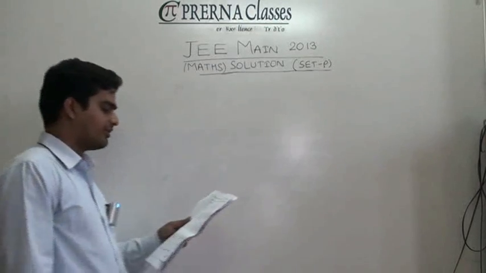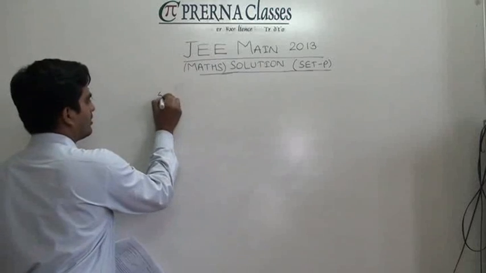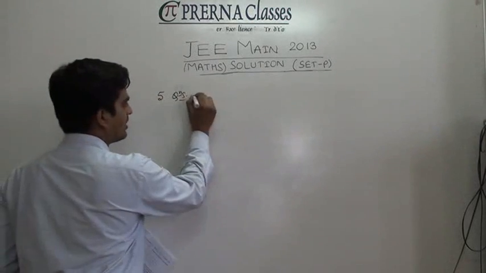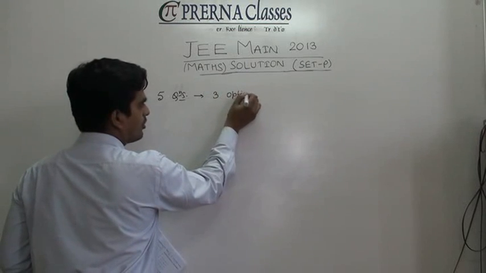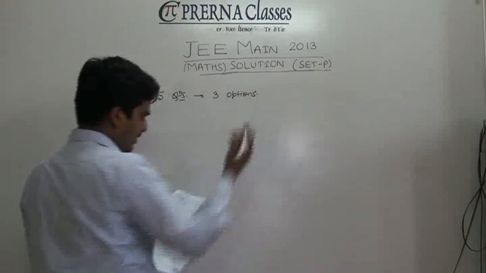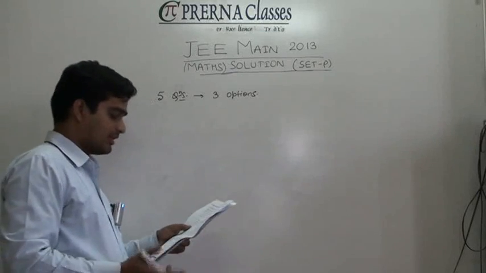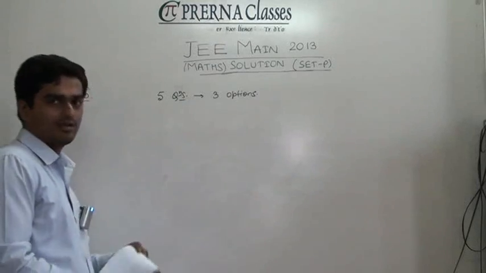Okay, in the 78th one, you have the information that a multiple choice examination has 5 questions, and for each and every question you have 3 options, out of which only one is correct. Then we need to figure out the probability that a student will get 4 or more correct answers just by guessing.